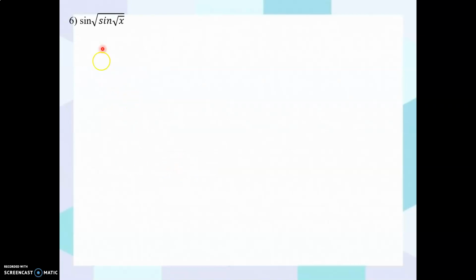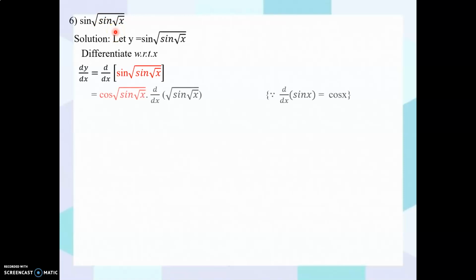Next question is sine of root of sine root x. Here again the outside function is sine. So sine of this you will consider as x. So the derivative of sine x is cos x. So cos of root of sine root x into the derivative of root of sine root x as it is, you have to write. Then in the next step, you will take the derivative of this function.